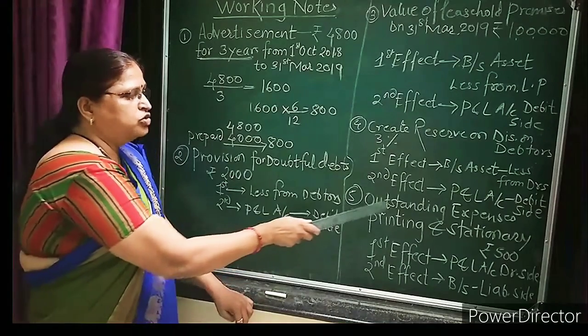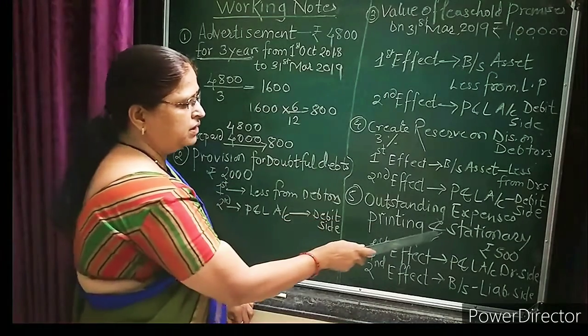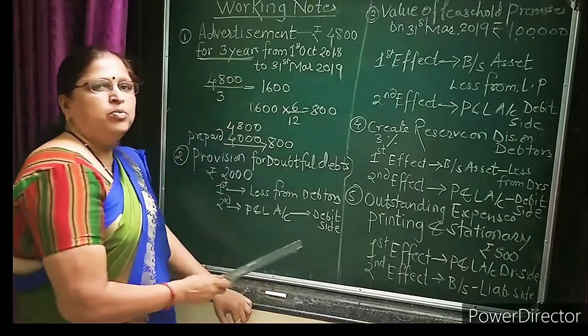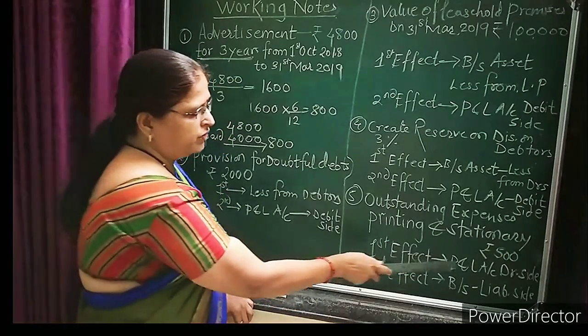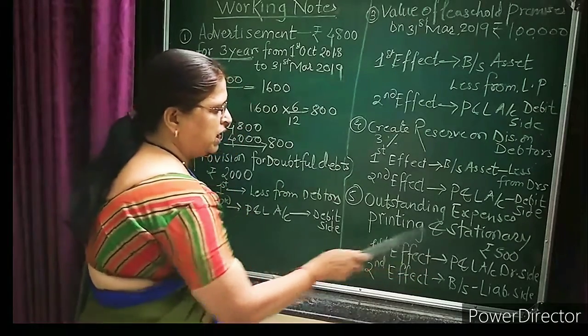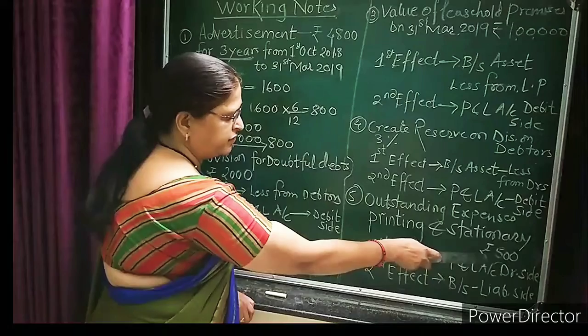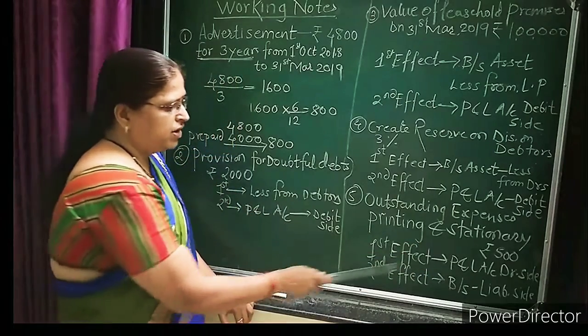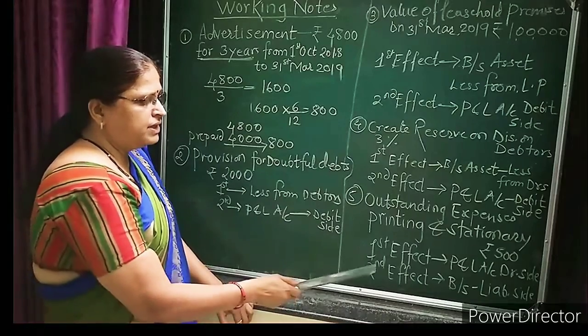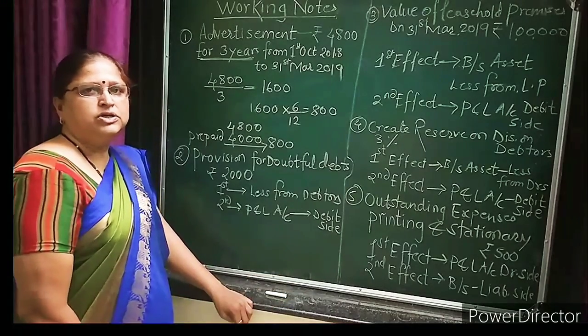Now, last, outstanding expenses, printing and stationery rupees 500. Now, first effect will be profit and loss account debit side. We have to add this amount in printing and stationery rupees 500, and second effect we have to give to the balance sheet liability side, that is outstanding printing and stationery.